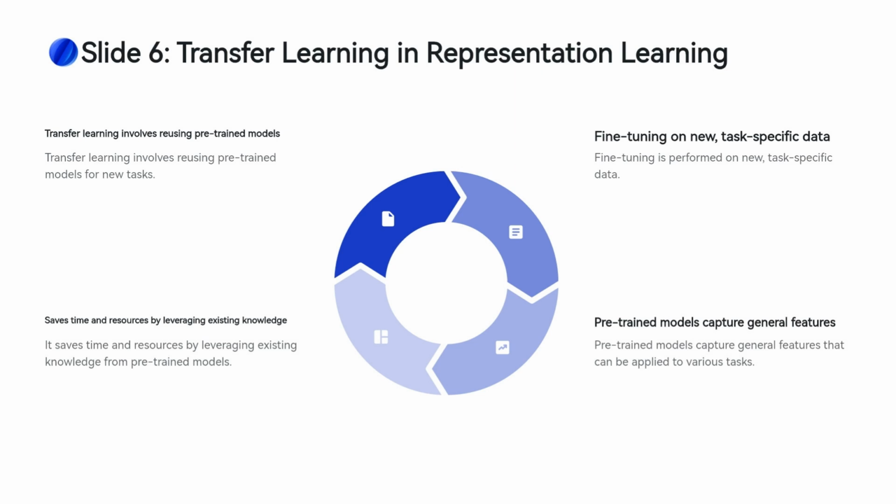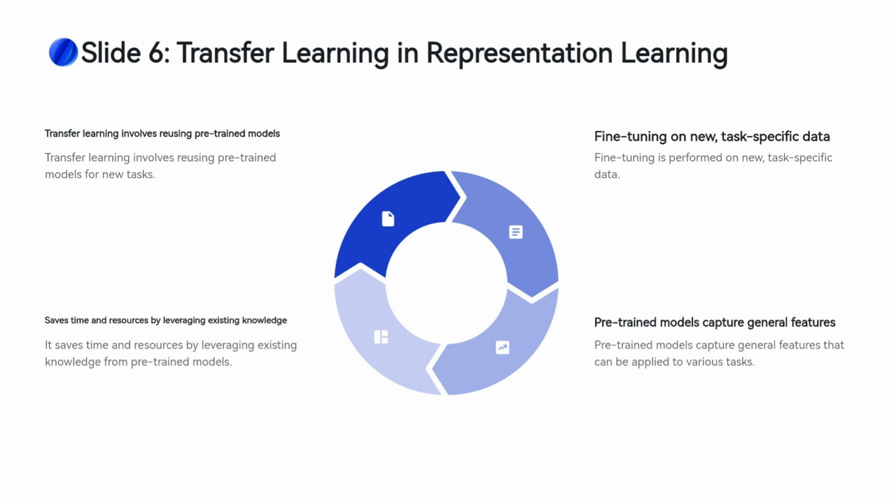It involves taking a model that has been pre-trained on a large dataset, such as ImageNet, and fine-tuning it for a new, often smaller, task-specific dataset. The idea behind transfer learning is that models pre-trained on large datasets have already learned general features, like edges, textures, and simple shapes, that are applicable across many different tasks.